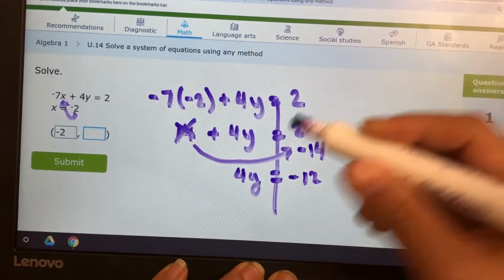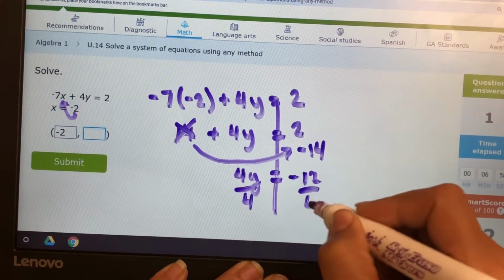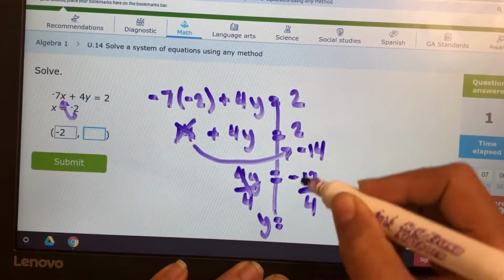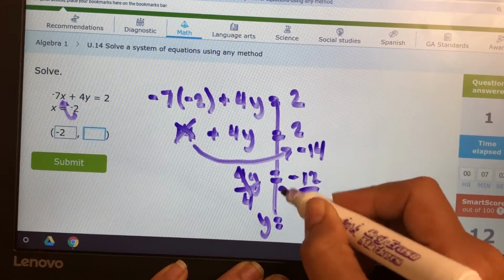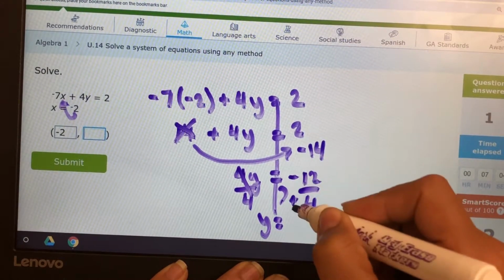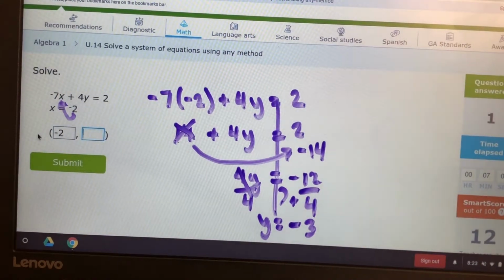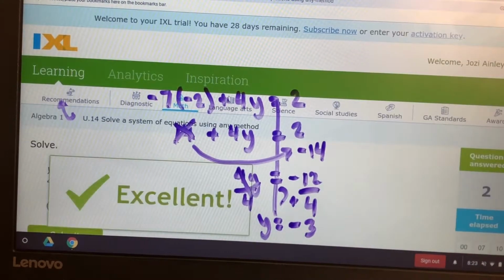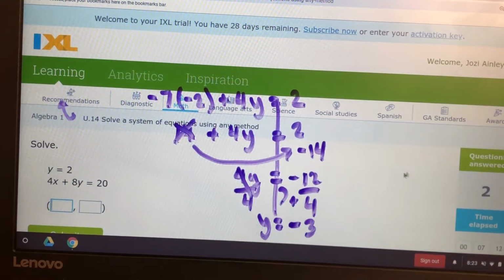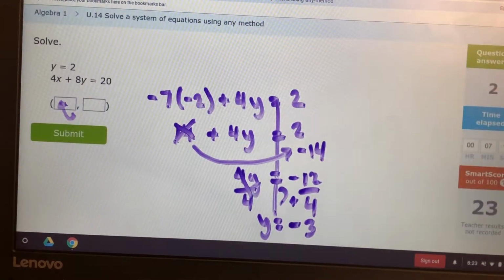And then how do I get y by itself? I divide by 4. So I'm going to get y equals, and a negative divided by a positive is a negative, so it's going to be -3. And again, you can simply plug this into a calculator to double check. Okay, so again, another easy one.